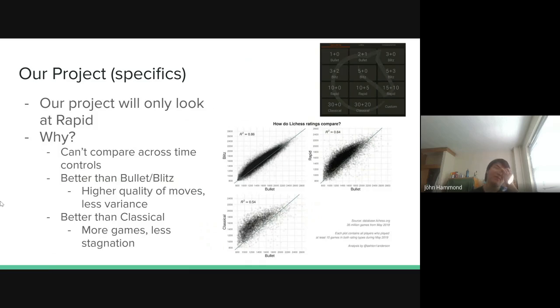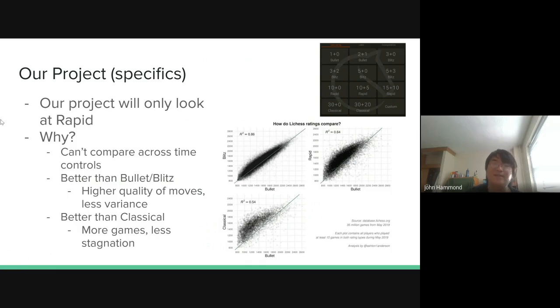So for our projects, we will only be looking at rapid chess. There are different time controls they can play. For example, you see here on the chess site, there's 1 minute, 3 minutes. This 3 plus 2 means you have 3 minutes to play the game, and then every move you make adds an extra 2 seconds. But we will only be looking at rapid, specifically 10 plus 0 chess.